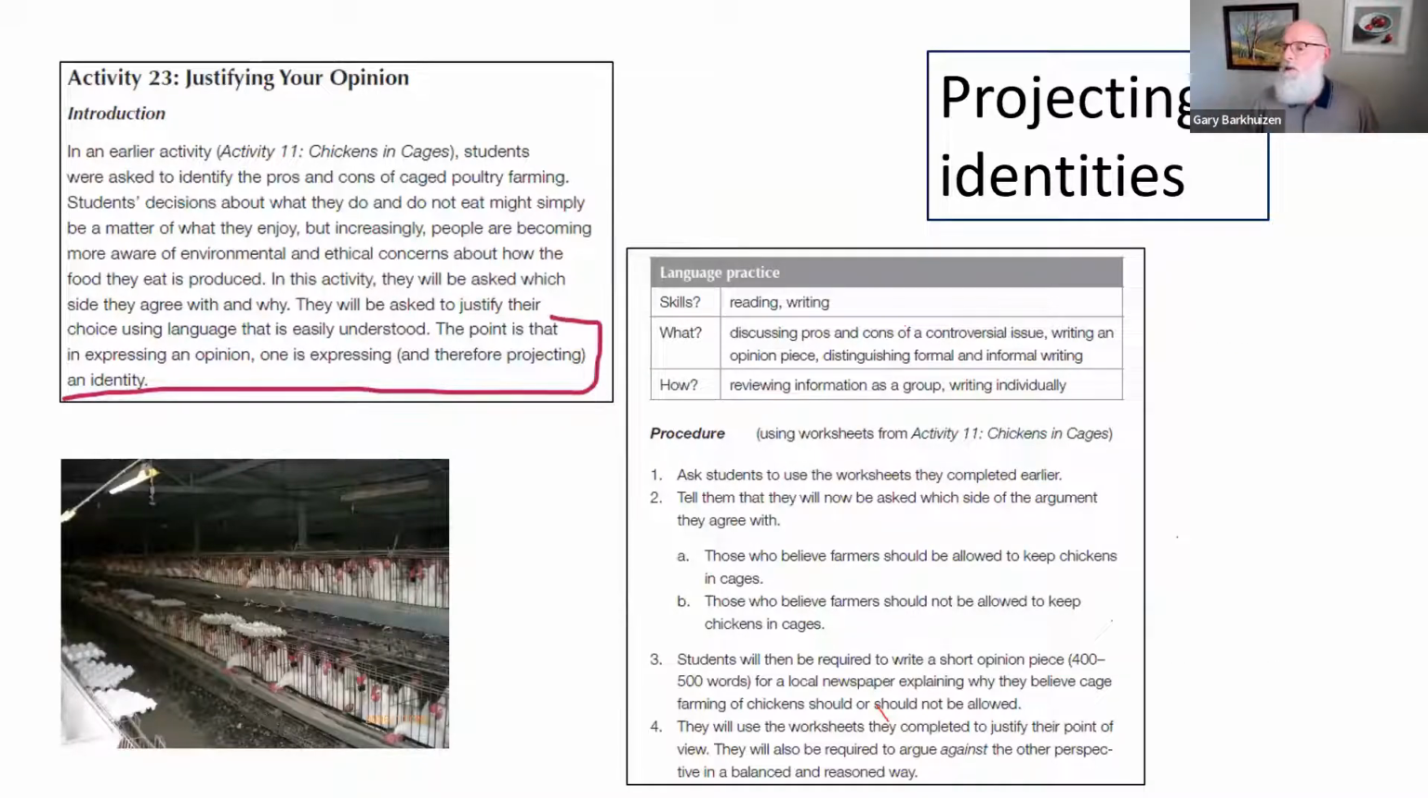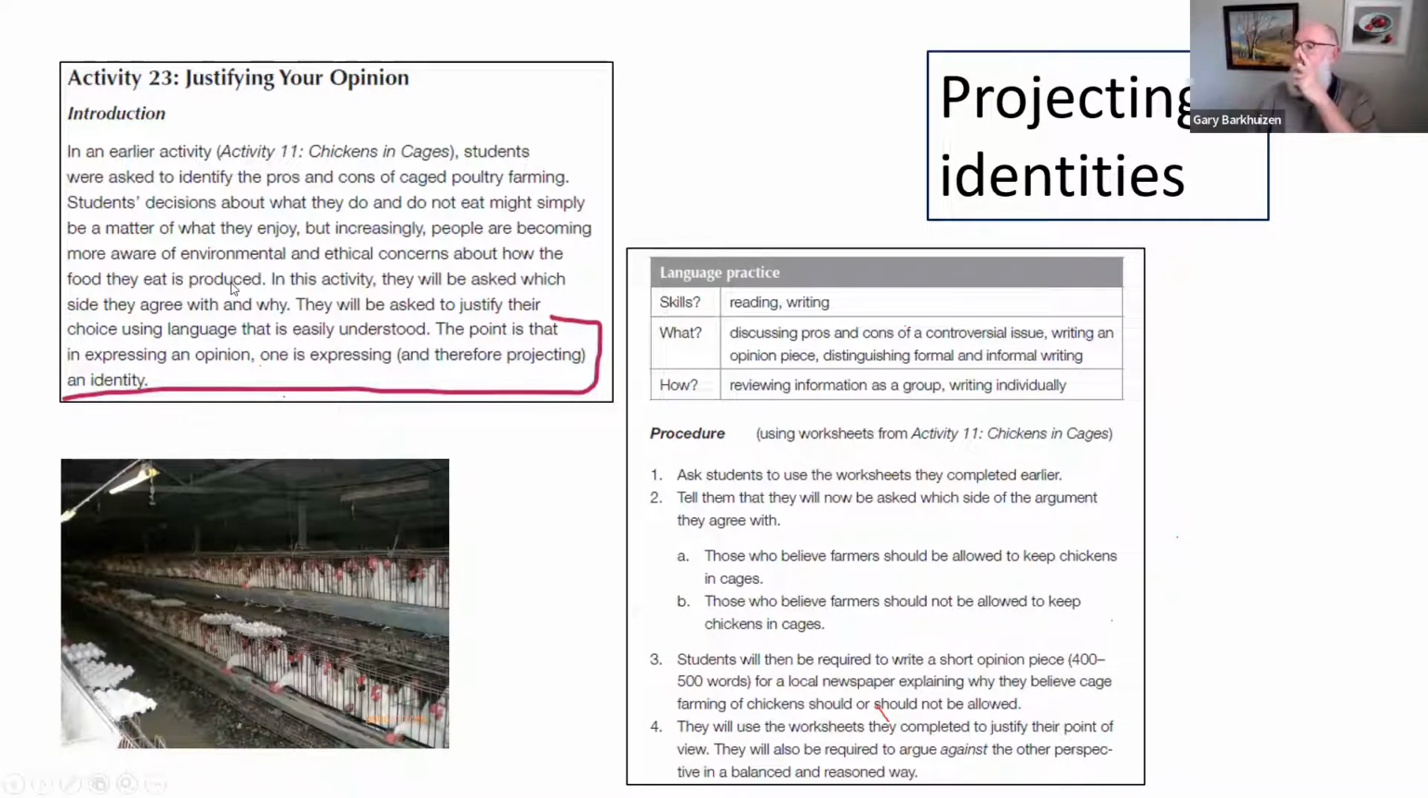Okay, I'll show you another one. I won't go through this one in as much detail, but this one is in the second part of the book, projecting identities. And here, the topic is justifying your opinion. So this activity refers to an earlier one, called Chickens in Cages, where students were asked to identify the pros and cons of caged poultry farming, and to make decisions about the pros and the cons of this form of chicken farming, I guess.